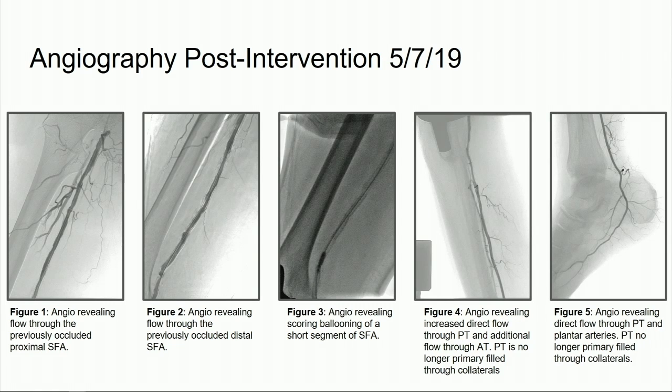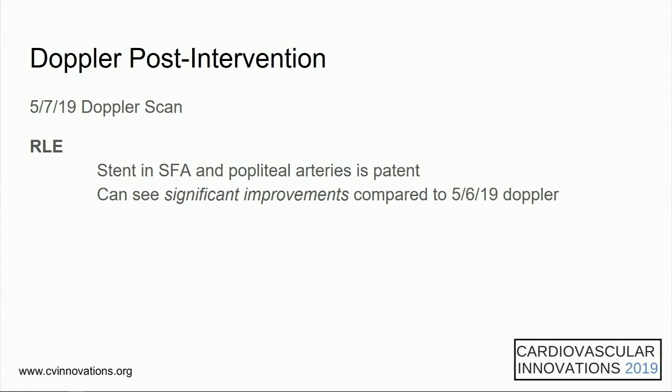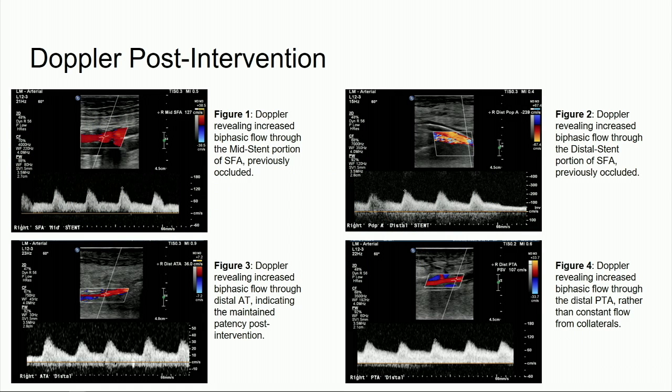We continued on, and as you can see, there's no collateral flow. It's rather direct flow of both the PT and the AT, and there's continued flow into the plantar arteries as well. We did a follow-up Doppler scan, and we noticed significant improvement in both the SFA and the popliteal. We noticed that the previously placed stent was patent. These images are from the Doppler, and as you can see, there's biphasic flow from the mid-stent all the way through the stent, and all the way down the leg as well.